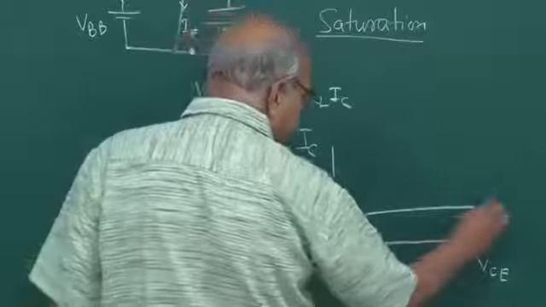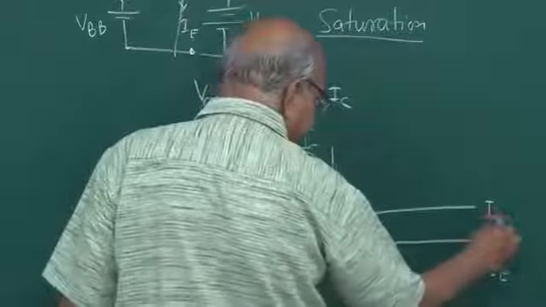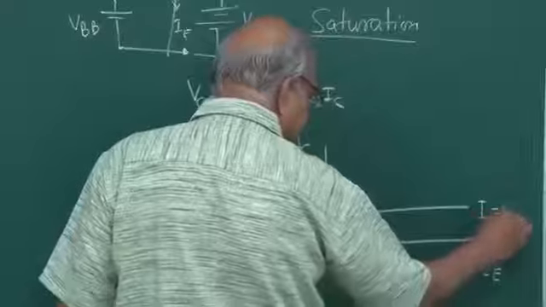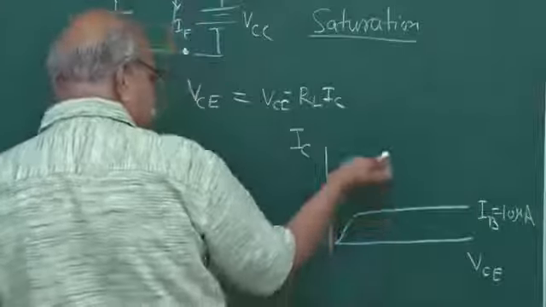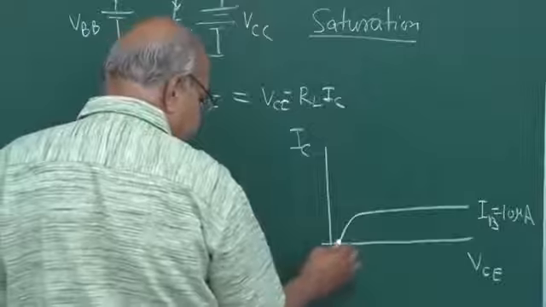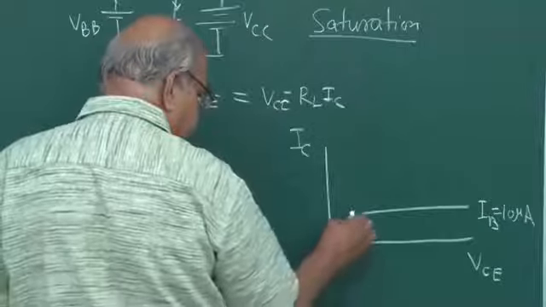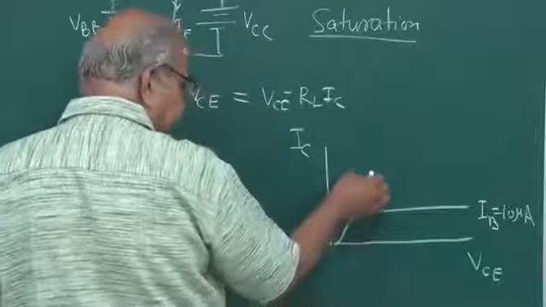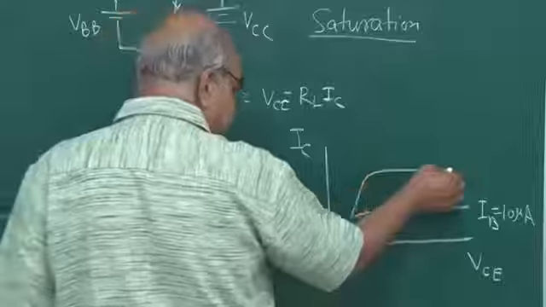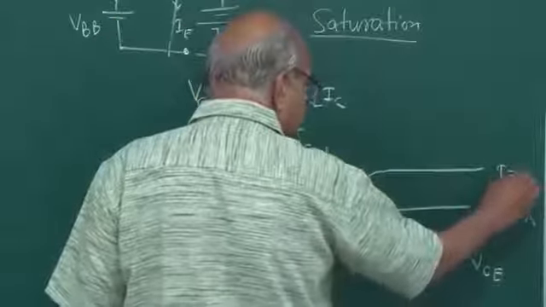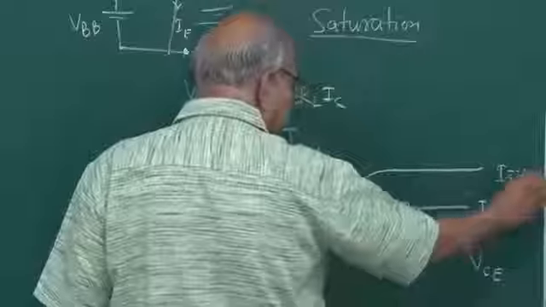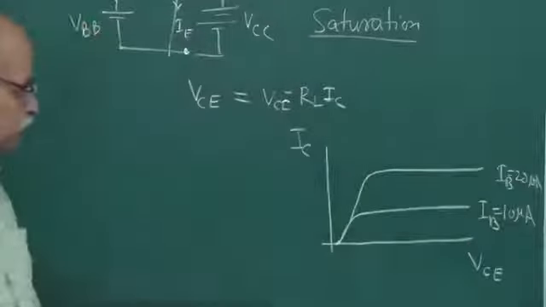So this is for one IB. Let us say IB is 10 microamperes. And then if I go for another IB, then this curve goes something like this. This is for IB equal to 20 microampere, and so on. You can go on drawing.